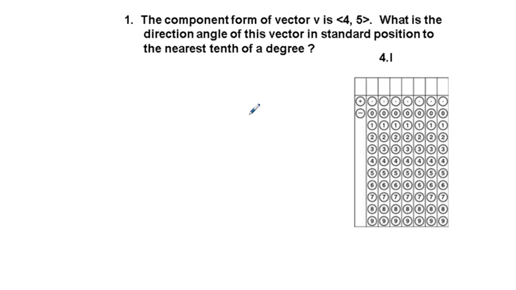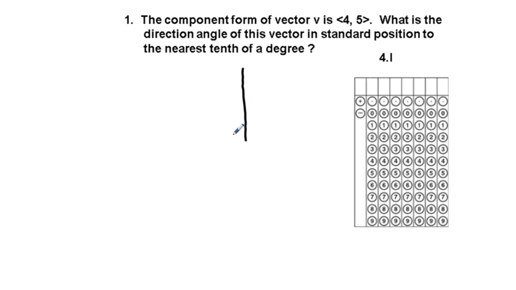Just following along and having this study guide will really help you for your test in a couple weeks. One, the component form of vector v is 4, 5. What is the direction angle of this vector in standard position to the nearest 10th of a degree? Let's see what that looks like.